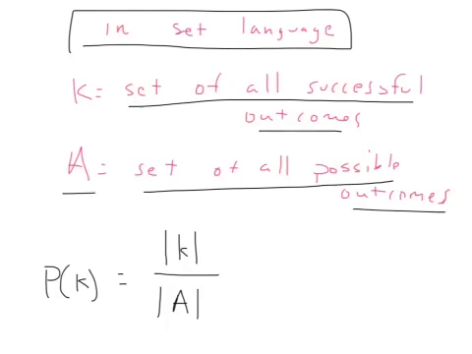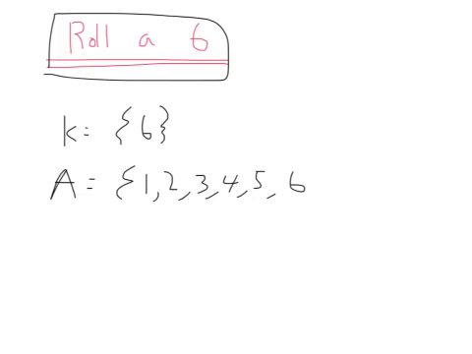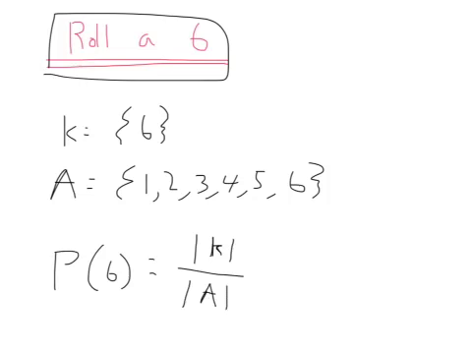Okay, now imagine rolling a 6. So K is how we can have a success, and the only way we can have a success is if we roll a 6. And A is the set of all possible outcomes. Well, all possible outcomes with a die would be 1, 2, 3, 4, 5, 6. So the probability of rolling a 6 is just the cardinality of how you could get a 6 over the cardinality of how many things you could roll altogether, which is to say 1/6.